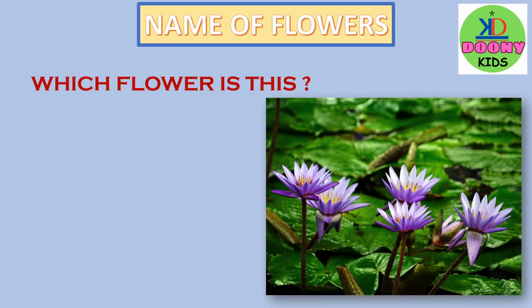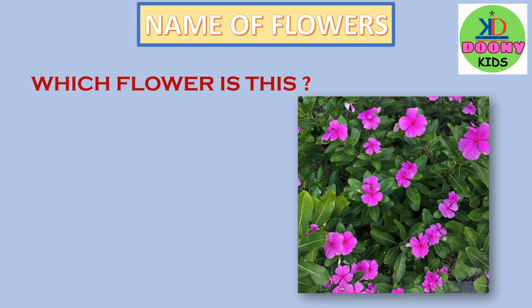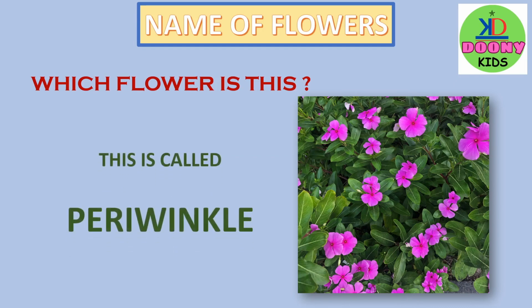Which flower is this? This is called water lily. W-A-T-E-R, L-I-L-Y, water lily. Which flower is this? This is called periwinkle. P-E-R-I-W-I-N-K-L-E, periwinkle.